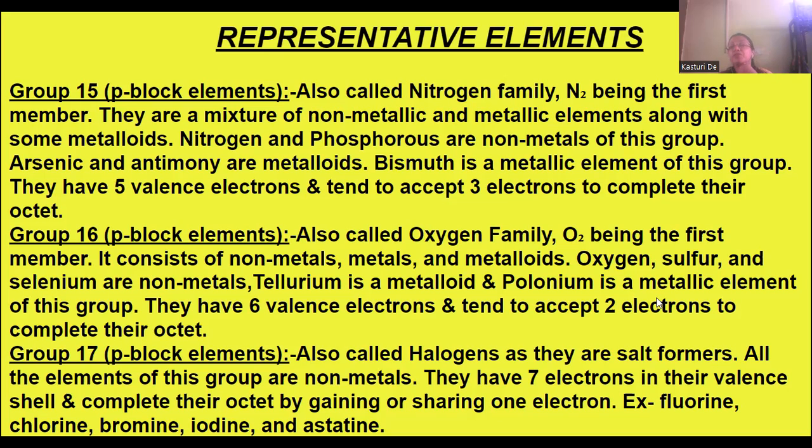Of this representative elements group, oxygen, sulfur, and selenium are non-metals, whereas tellurium is a metalloid and polonium is a metallic element. See, oxygen, sulfur, and selenium are non-metals. Tellurium is a metalloid and polonium is a metallic element of this group. Here, there are 6 valence electrons and they tend to accept 2 electrons to form their octet.